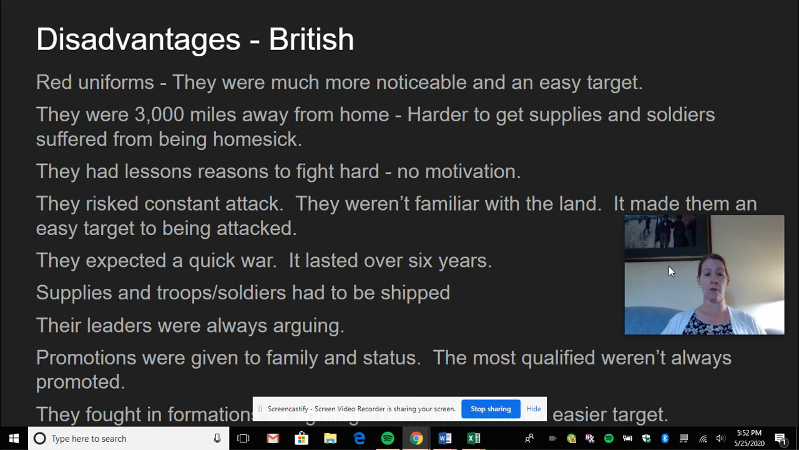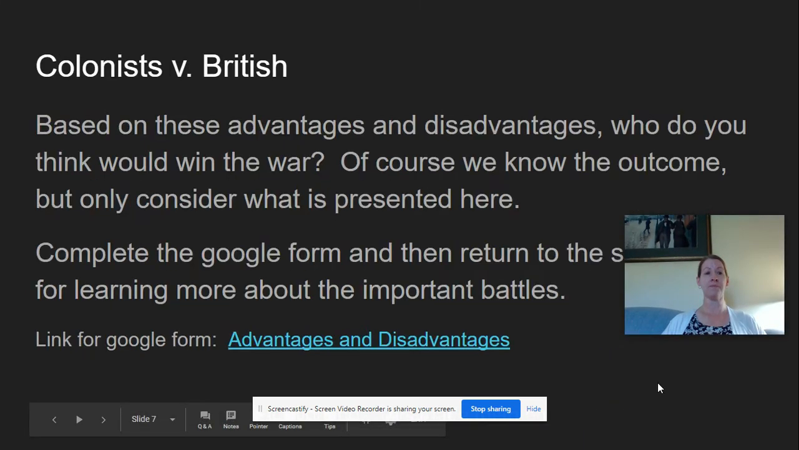Their leaders were always arguing. The promotions were given based on family and status, and so the most qualified weren't always promoted. It was kind of like, what was your last name? Who were your parents, your relatives? And so that was who got the promotions, and not based on qualifications. And they fought in formation, which made them a much, much easier target for the colonists.